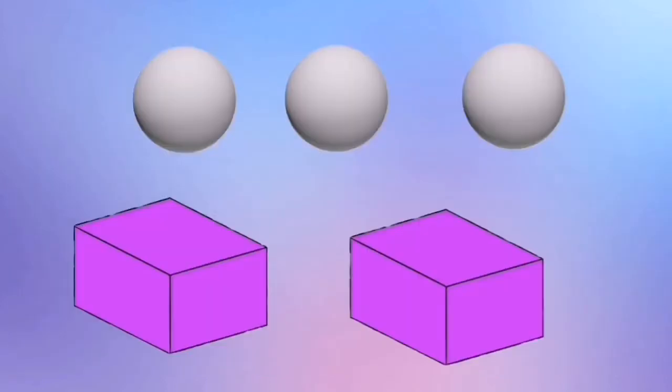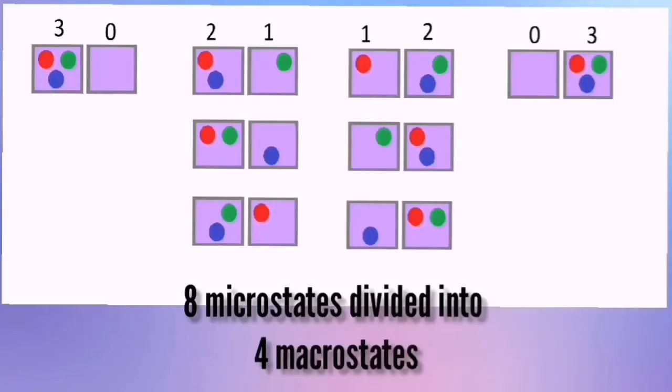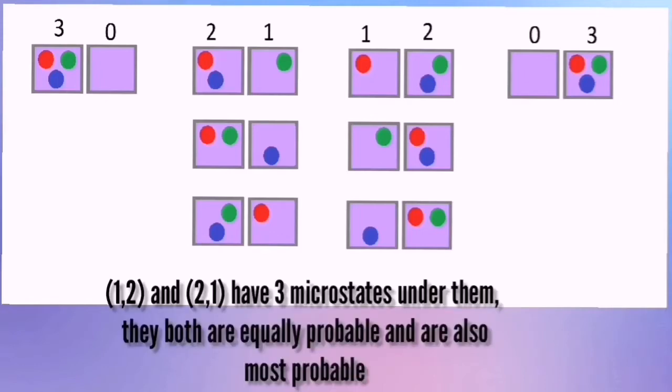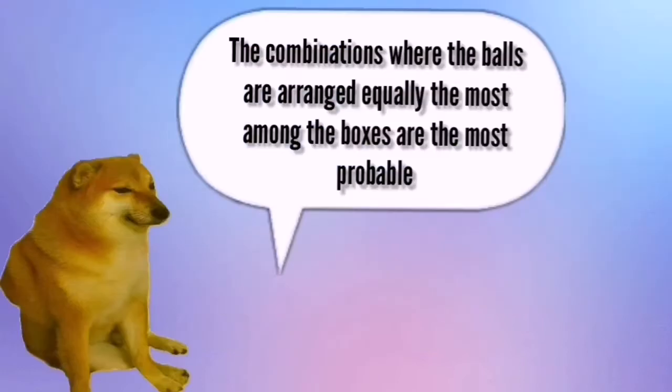Well, 3 balls and 2 boxes? Then there are 8 possible microstates separated into 4 macrostates, and we see that the macrostates 1,2 and 2,1 have the most number of microstates under them. So, we see that the macrostates which are the most probable are those where the balls are arranged equally.